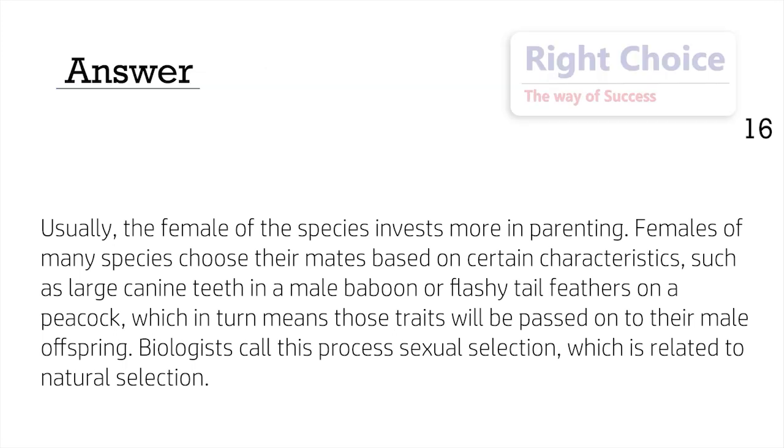Usually, the female of the species invests more in parenting. Females of many species choose their mates based on certain characteristics, such as large canine teeth in a male baboon or flashy tail feathers on a peacock, which in turn means those traits will be passed on to their male offspring. Biologists call this process sexual selection, which is related to natural selection.